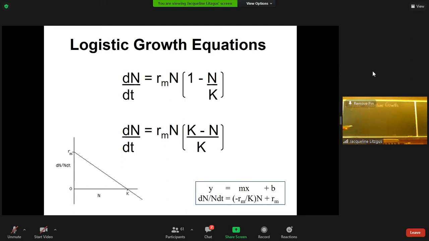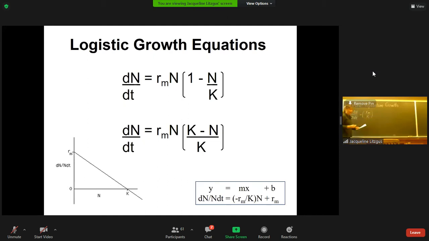Hopefully you'll be able to see everything I'm doing again. All right, so to first write it out in that y equals mx plus b formula, which you have right there on your screen, but I'm going to write that out again and work through it. So we have dN over N dt, that's the y part. And then we said the slope is negative Rm over K, right? That's the slope of the line.